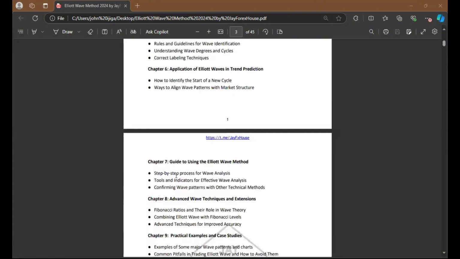So you have chapter 7, the guide to using the patterns, which is a step by step method down to how you get it on the lower time frame. Because Elliott Wave is a strategy that covers using multiple cycles and representations. Okay, so you have to basically understand how to do this and how to confirm these wave patterns with other technical methods so you can be able to use it in a modern day market.